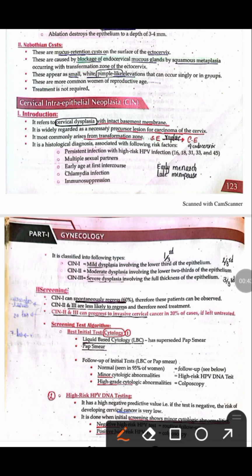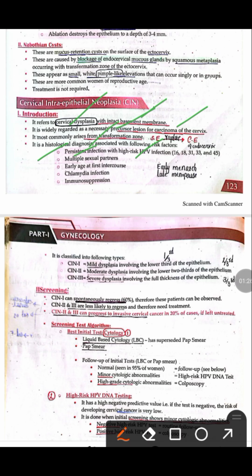So the common risk factor for CIN is persistent infection with a high-risk human papilloma virus, that is human papilloma virus 16, 18, 31, 33, and 45. Similarly, multiple sexual partners, early age at first intercourse, chlamydia infection, and immunosuppression are all risk factors for CIN. So CIN is simply cervical dysplasia with intact basement membrane. It is a precursor lesion for carcinoma of the cervix, and it involves the transformation zone, and it is a histological diagnosis. And the most common risk factor is persistent infection with the human papilloma virus.